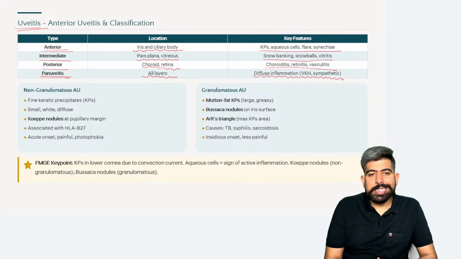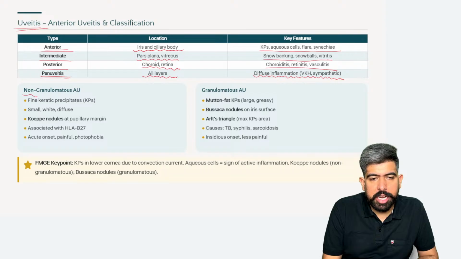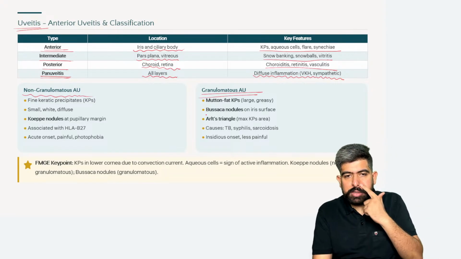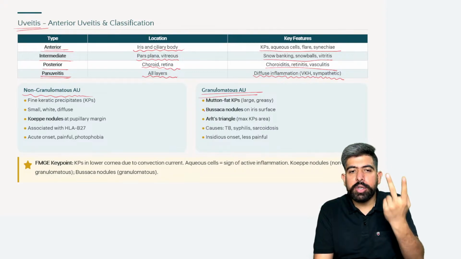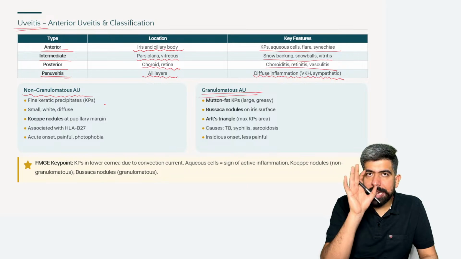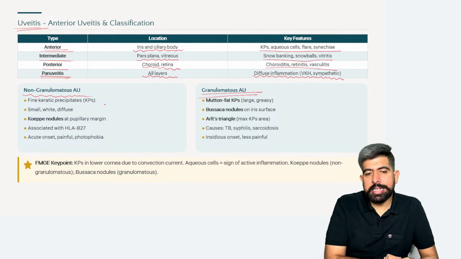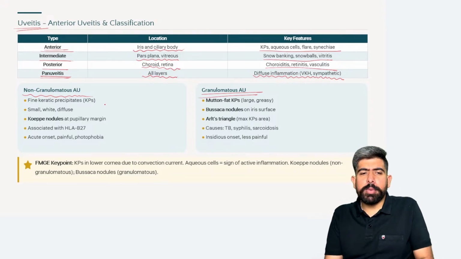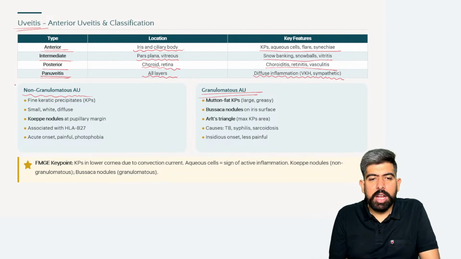Next, now the types of the anterior uveitis are divided into the non-granulomatous anterior uveitis and the granulomatous anterior uveitis. So anterior uveitis is divided into two further types. Okay, most commonly in the FMG exam they are asking from the anterior uveitis. Always they are asking questions from the anterior uveitis. Please remember about it. Intermediate and posterior are very less, right? In the previous years they didn't ask yet, right?